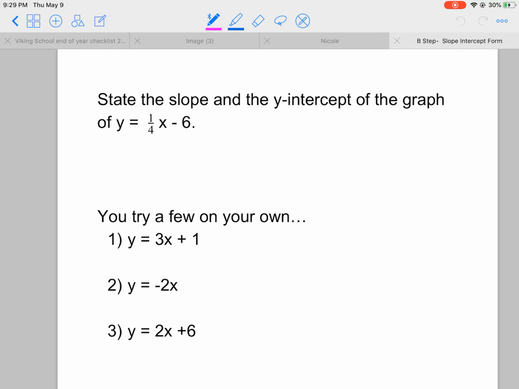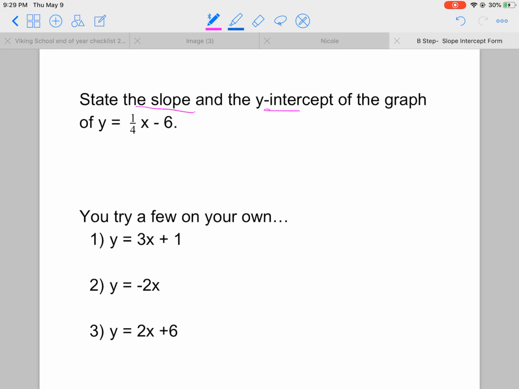State the slope and the y-intercept of the following graph or line. This is clearly already in y equals mx plus b form. It doesn't have a plus, it has a minus, but that's okay because you know that adding negative 6 is the same thing as subtracting 6. So our slope is 1/4 and our y-intercept is -6. If we wanted to write that in coordinate form, it would be (0, -6). That's where it crosses the y-axis.